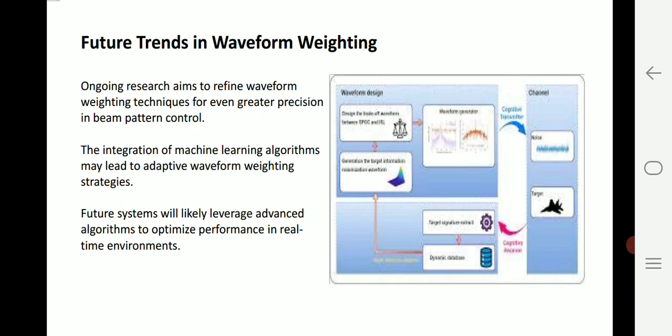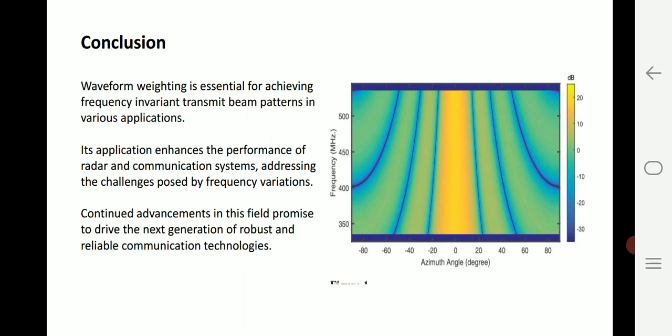Future trends in waveform weighting. Ongoing research aims to refine waveform weighting techniques for even greater precision in beam pattern control. The integration of machine learning algorithms may lead to adaptive waveform weighting strategies. Future systems will likely leverage advanced algorithms to optimize performance in real-time environments.